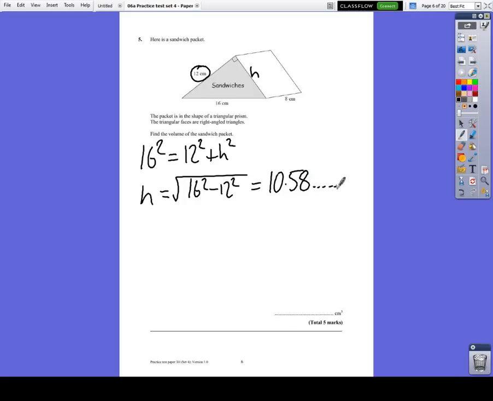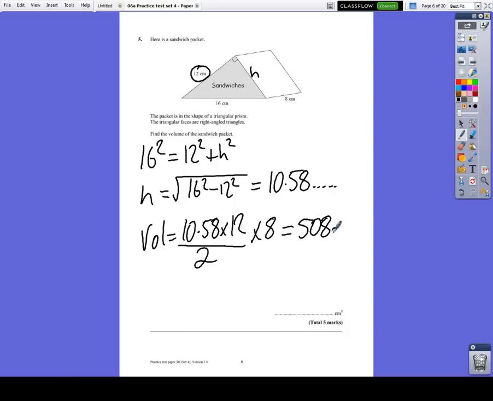Leave that number in your calculator because to do the next part, to work out the volume, we can do 10.58, which is already in your calculator, multiplied by 12, which is the base, and half it because it's a triangle, and multiply that by the depth to get the volume. And to three significant figures, that would be 508 centimeters cubed. Now, I'd always say to write down your full calculator's display, so I would always put 507.984251, etc., and then round it, even though it doesn't ask you to round it at the end.